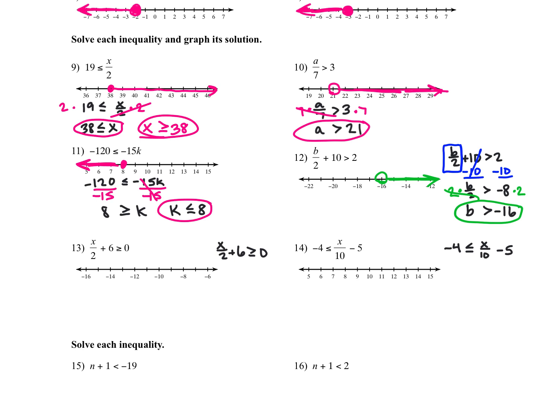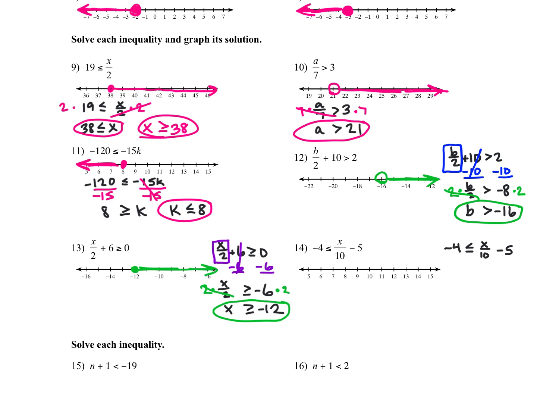Number 13, we're going to start with boxing in our x term, and we'll get rid of 6, so we'll subtract 6 from both sides. Then we have x over 2 is greater than or equal to -6. Going to multiply both sides by 2 to undo dividing 2, and get x is greater than or equal to -12. And we'll graph that with a closed dot on -12, greater than goes to the right.